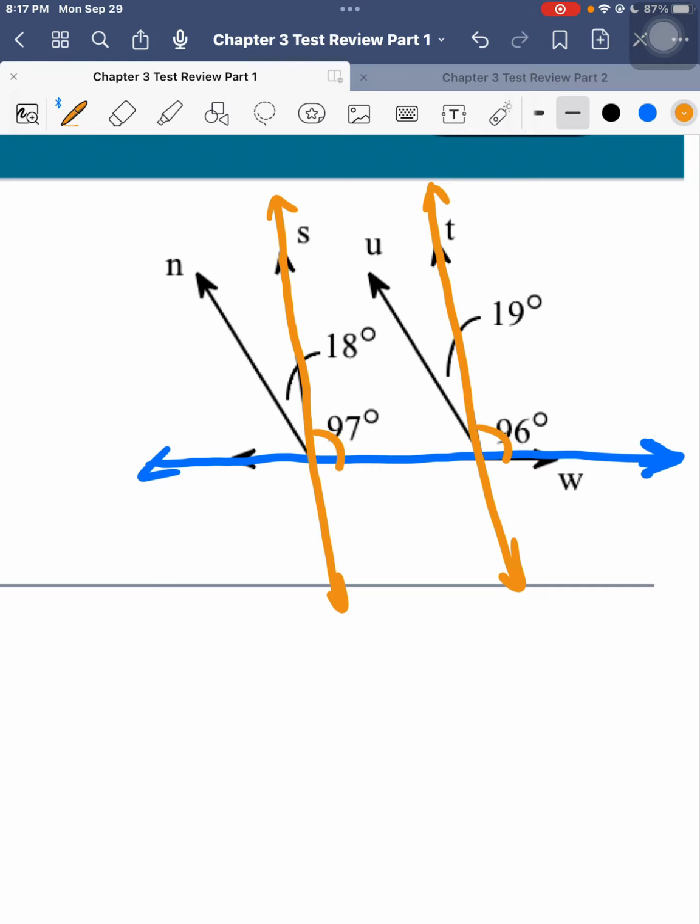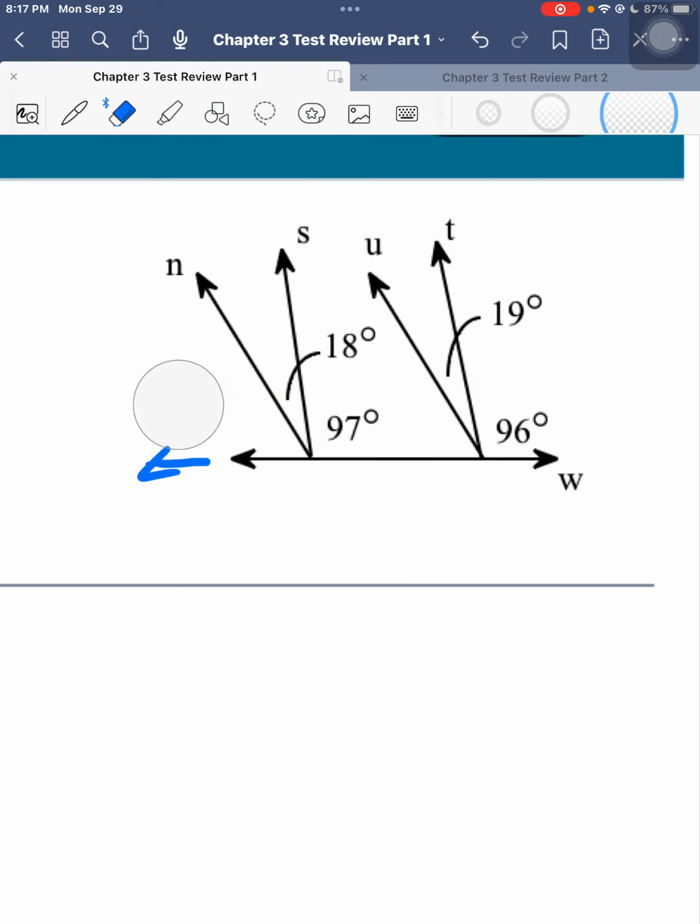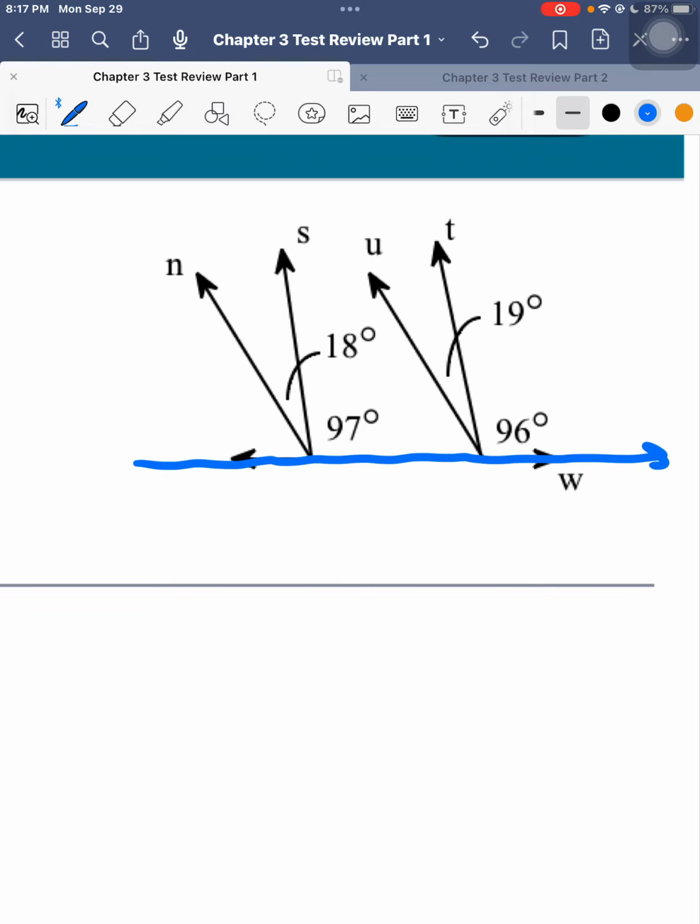However, what do you notice about these? Even though they are corresponding angles, are they congruent corresponding angles? No. One is 97, one is 96. So these are not congruent corresponding angles, so it doesn't tell me anything about whether S and T are parallel. I need to start over because S and T are not going to be my answers. What are going to be my answers?